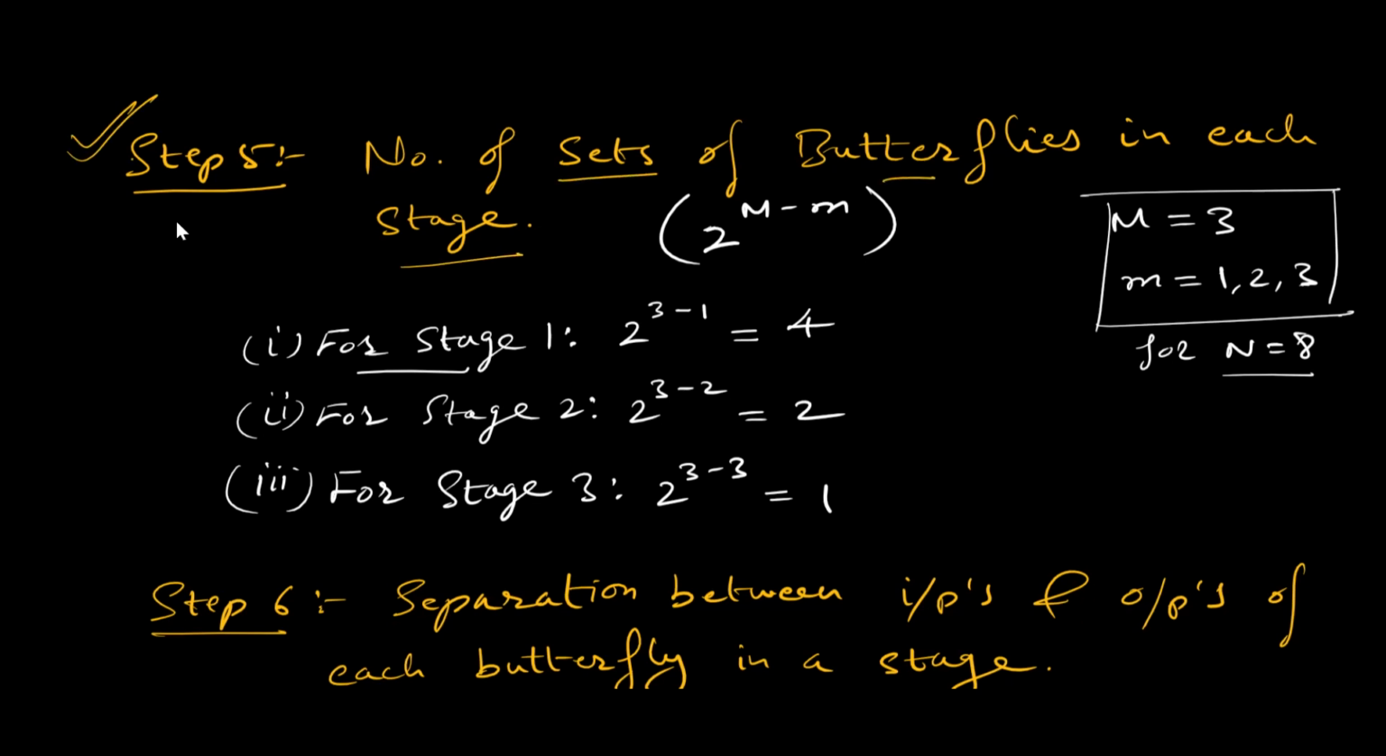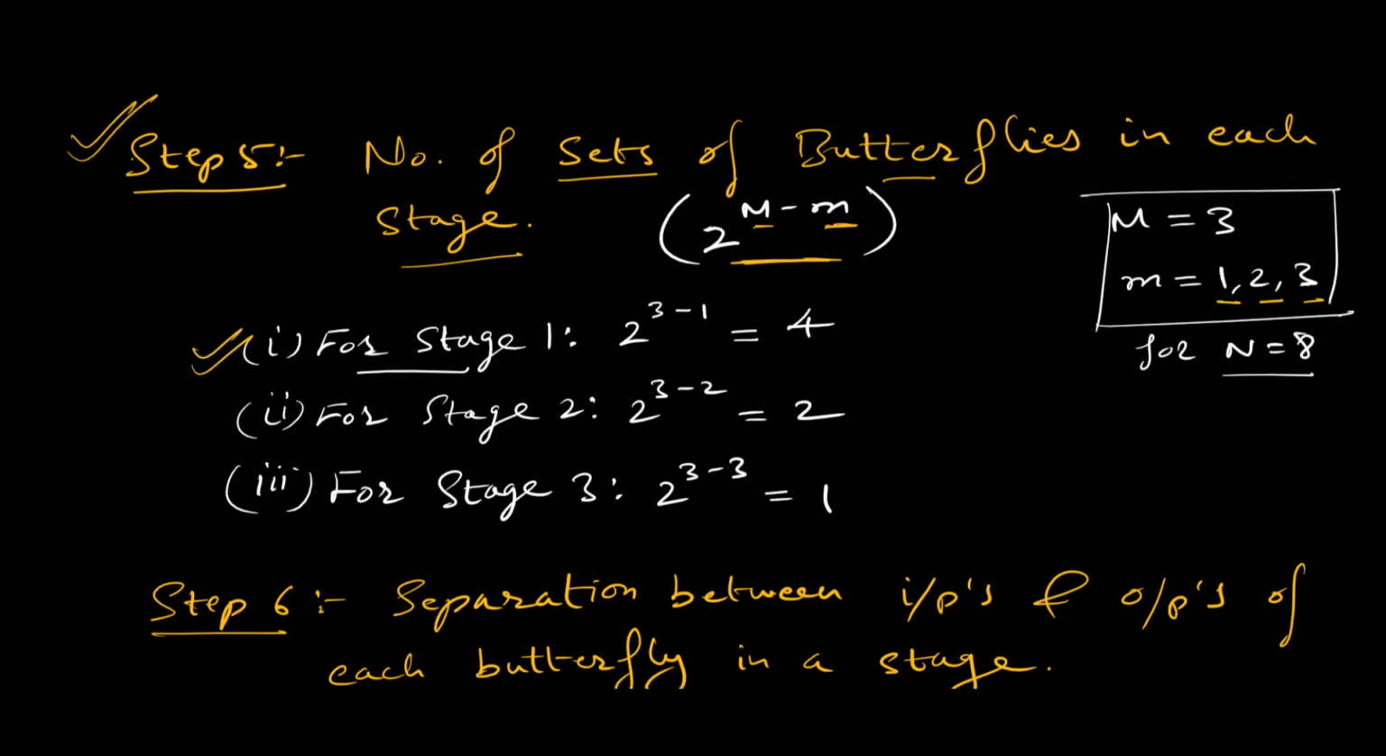Okay, then we have step number 5, where we'll determine the number of sets of butterflies in each stage. This can be calculated using this formula, 2 to the power M minus m, where capital M is the total number of butterfly stages, and small m is the stage index. It can vary from 1 to 3, stage number 1, 2 and 3. So let's check it out.